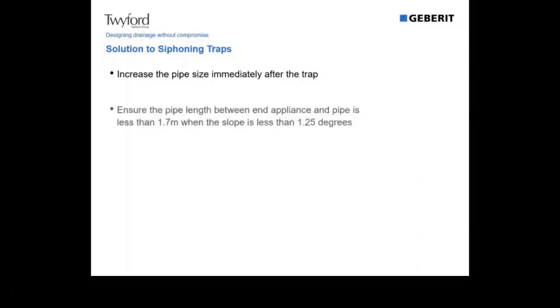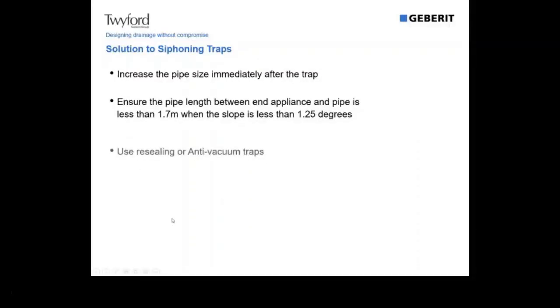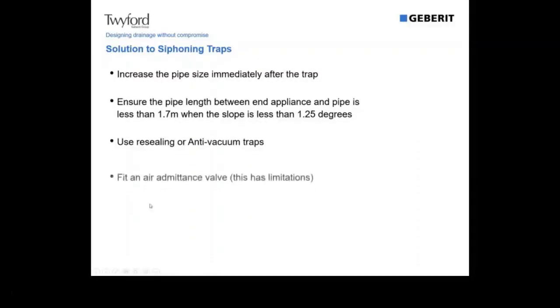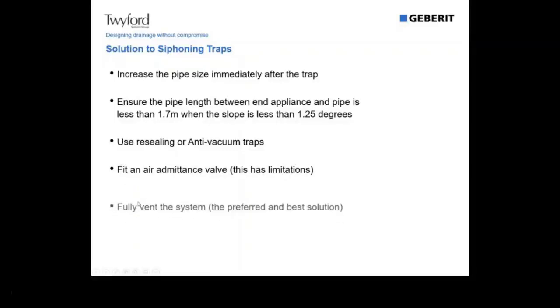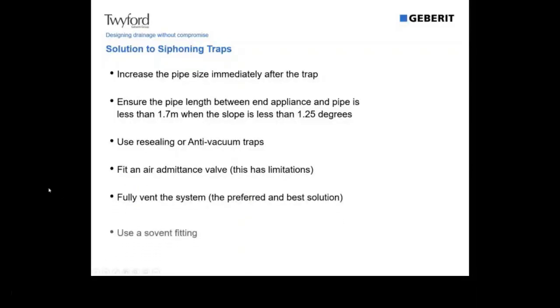So the solution to siphoning traps: increase the size immediately after the trap. That will certainly prevent the problem. Ensure the length between the end appliance and the pipe is less than 1.7 metres when the slope is less than 1.25 degrees. Use anti-vacuum traps, not something that we supply. Fit an air admittance valve.